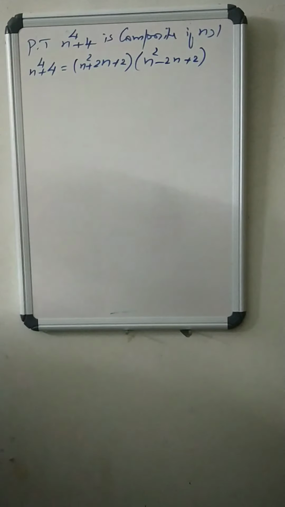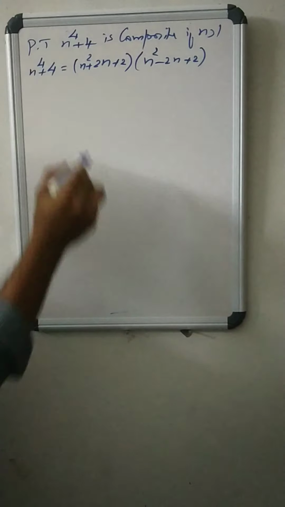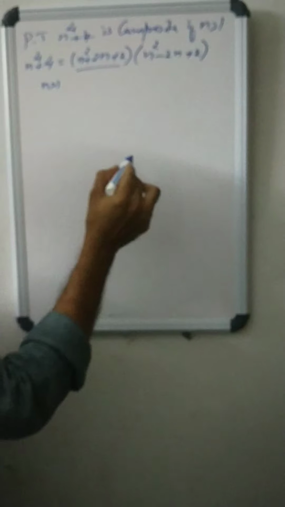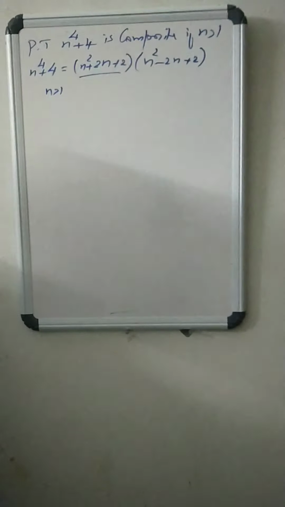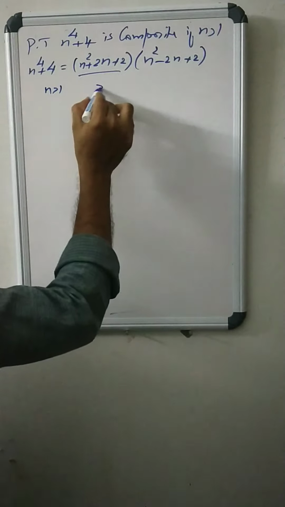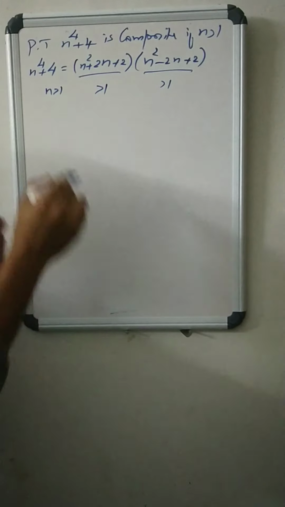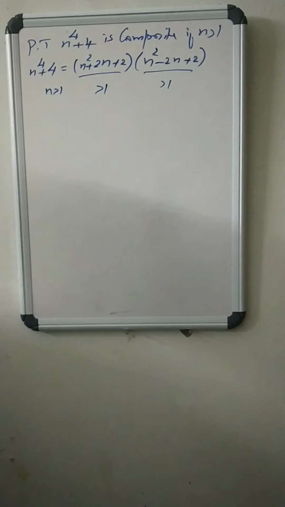n power 4 plus 4 can be factorized as (n square plus 2n plus 2) into (n square minus 2n plus 2). Since n is greater than 1, both of these factors, n square plus 2n plus 2 as well as n square minus 2n plus 2, are greater than 1. So n power 4 plus 4 is a product of two numbers that are greater than 1. So clearly n power 4 plus 4 is also a composite number.